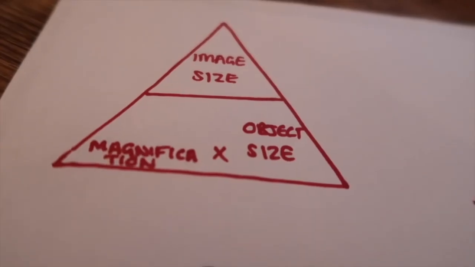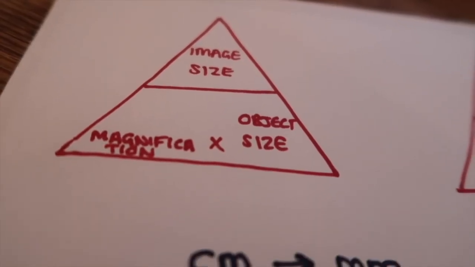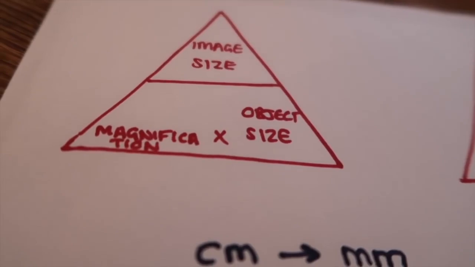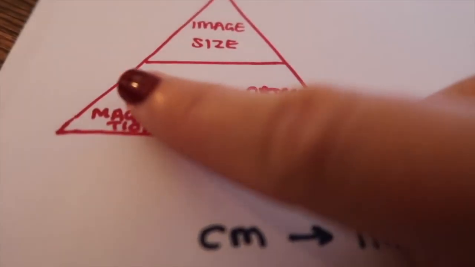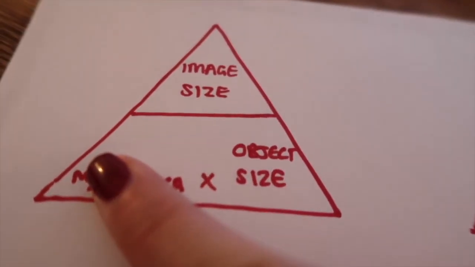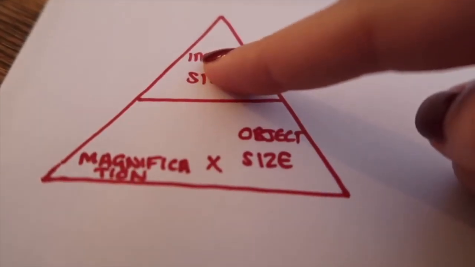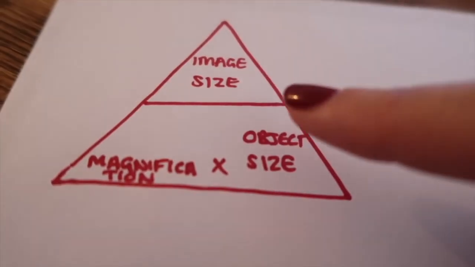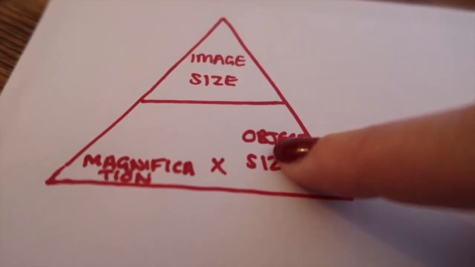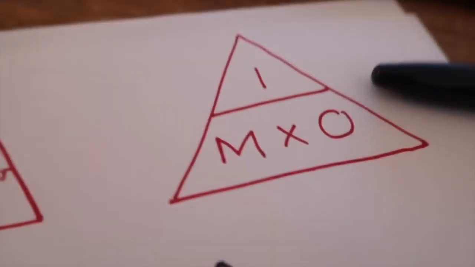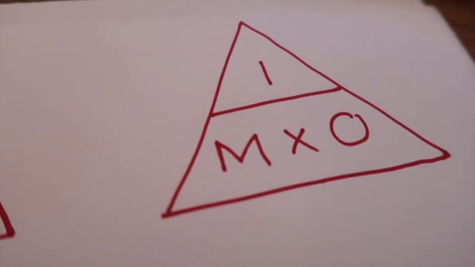This is your formula triangle that you need, which is image size, magnification and object size. So obviously if you're looking for magnification, you cover that. So you see that it's image divided by object size. If you're after image size, then you just do magnification times object size, and for object size you just do image divided by magnification, and I always use this triangle here to help me.